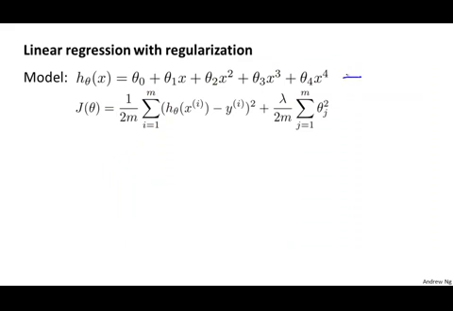Suppose we're fitting a high-order polynomial like that shown here, but to prevent overfitting, we're going to use regularization like that shown here. So we have this regularization term to try to keep the values of the parameters small. And as usual, the regularization sums from j equals 1 to m rather than j equals 0 to m.